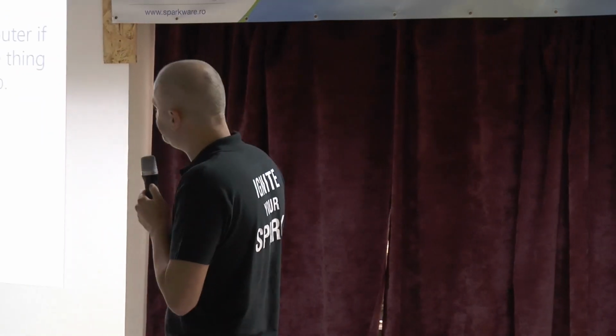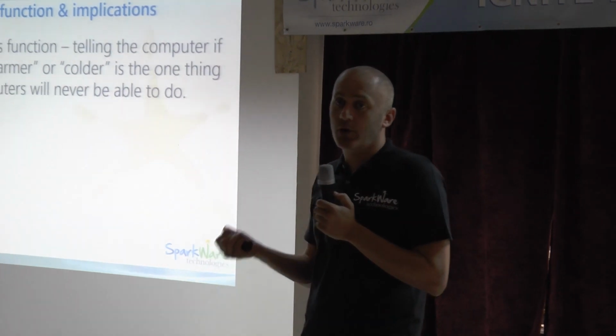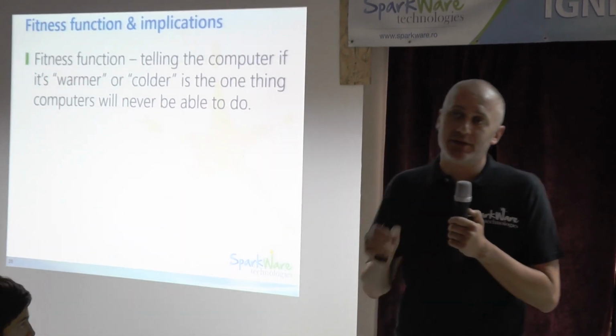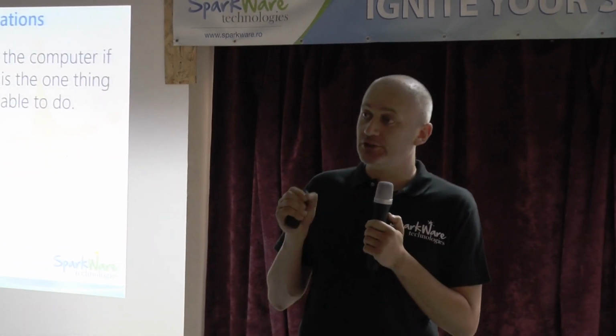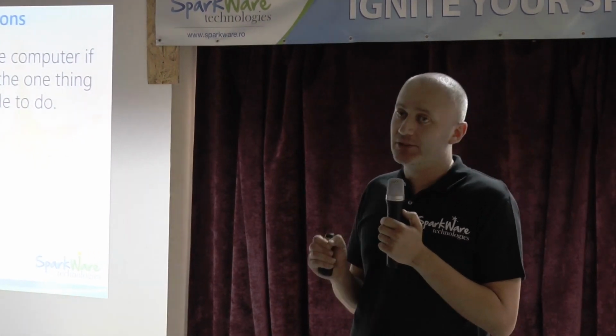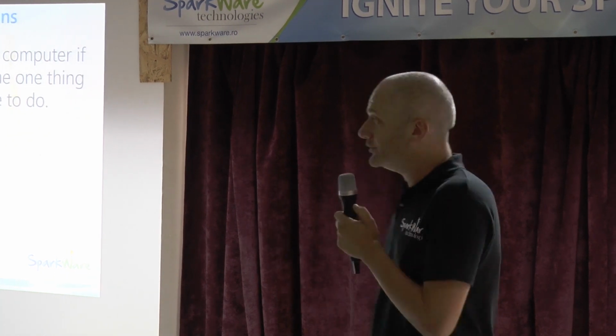Fitness functions, basically telling the computer whether it's warmer or colder, better or worse, that's the only thing that a computer can't do and will never be able to do. That's kind of cool. The only thing that a computer can't do is telling if the solution is better or not.